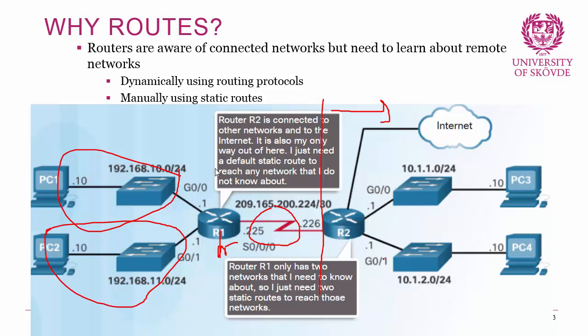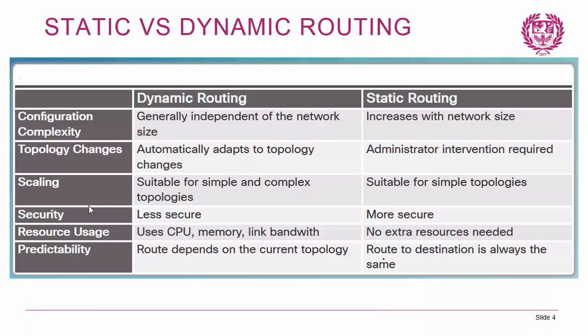So let's have a look at the pros and cons of static and dynamic routing. Static routing isn't just some teaching exercise, but it has some drawbacks. Looking at configuration complexity, dynamic routing is generally independent of the network size, because you configure routers to share information and learn automatically. However, with static routing, the complexity of configuration increases with network size.